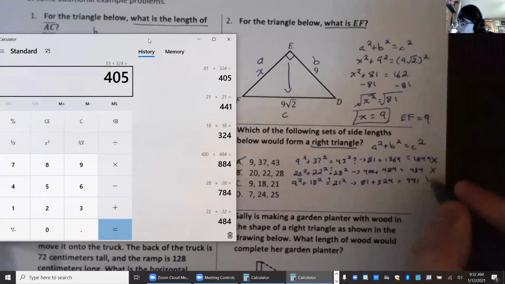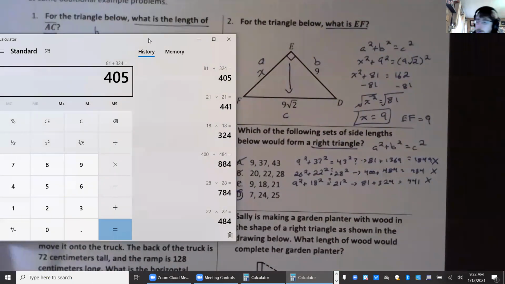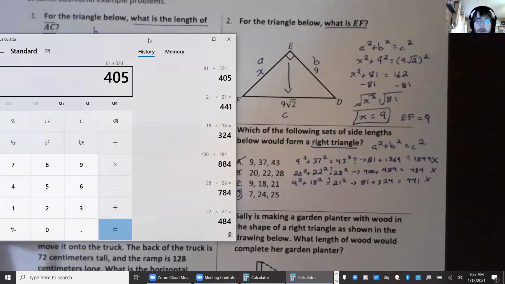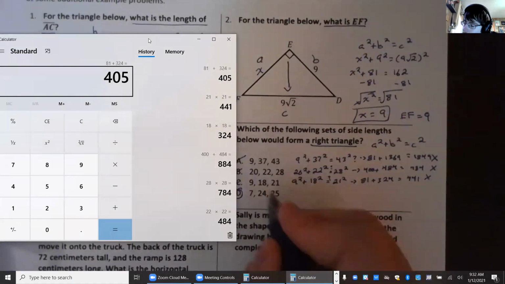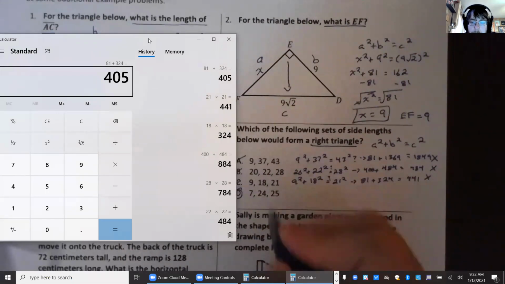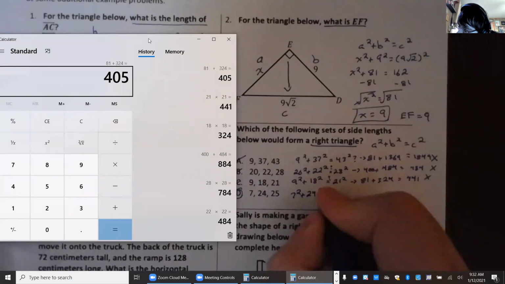No, it does not. So that means that D has to be the answer because it's the only one left, unless I made a mistake, which is absolutely within the realm of possibility. So let's look and make sure and check. So C would be 25, A and B would be 7 and 24. So 7 squared plus 24 squared.